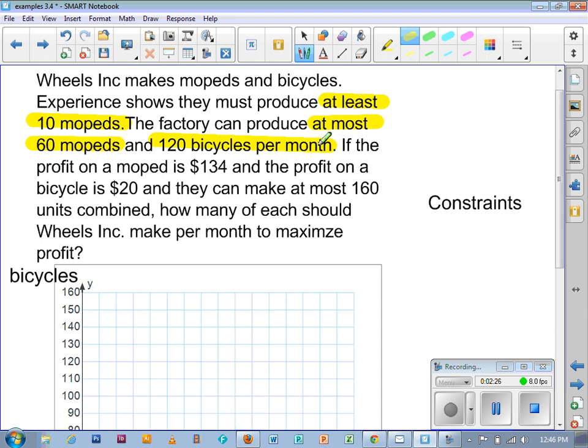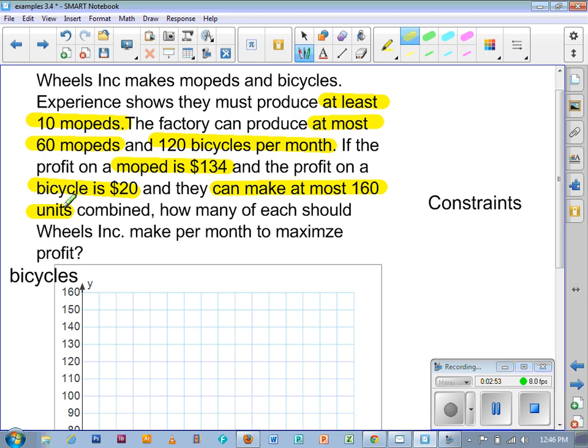Now the objective here, of course, is to make as much money as possible. For mopeds, we're going to make $134. For bicycles, we'll make $20 each. And the other restriction that we have here, they can make at most 160 units combined. And basically what that means is that we can make 160 bicycles and mopeds at the very most.